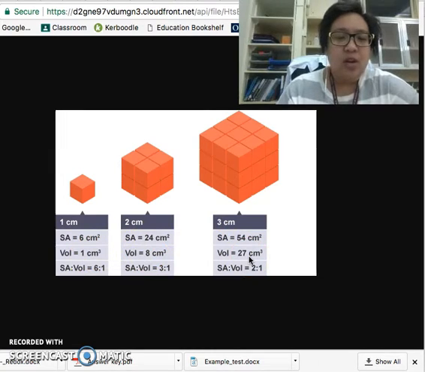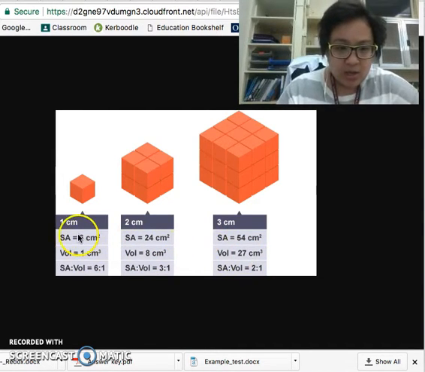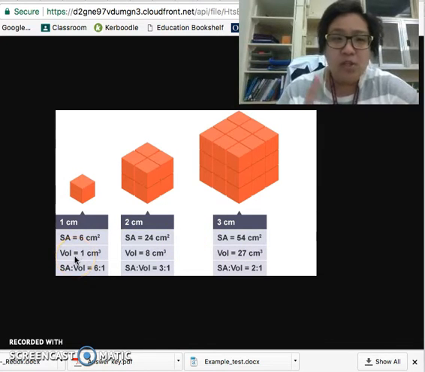So what you can notice here is the surface area increases. This one increases by 3, and then it increases by 2. But the volume increases much faster than the surface area. So from 1, it increased to 8. From 8, it increased to 27. So as you can see, the surface area to volume ratio decreases as the cell size increases.